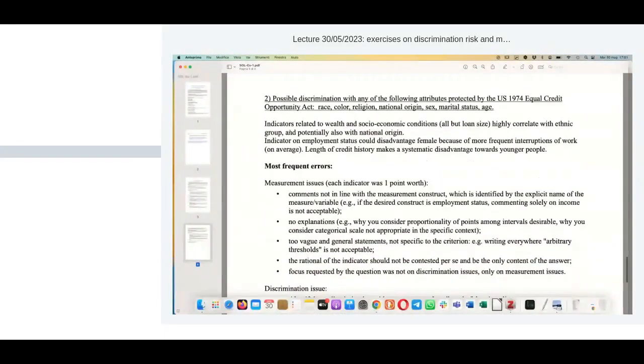About possible discriminations, take care that in the questions I repeated what the subset of protected attributes is towards which there could be a discrimination risk. All indicators that are related to wealth and to socioeconomic conditions correlate with ethnic group, for the reasons that we know in US society. So any indicator you could have picked, any indicator that is related to amounts owned, for instance.